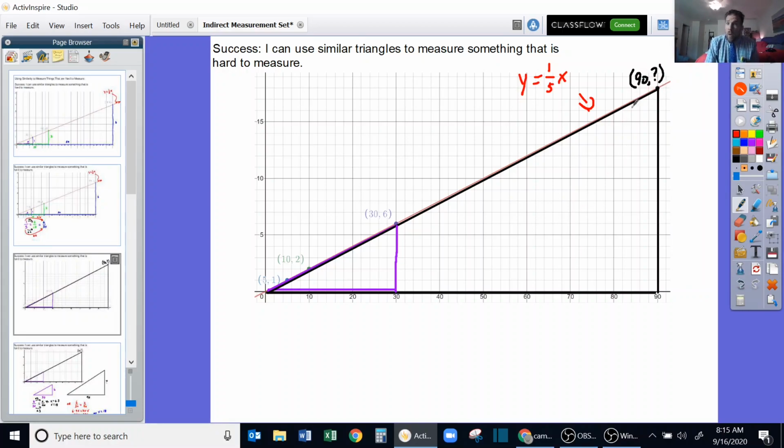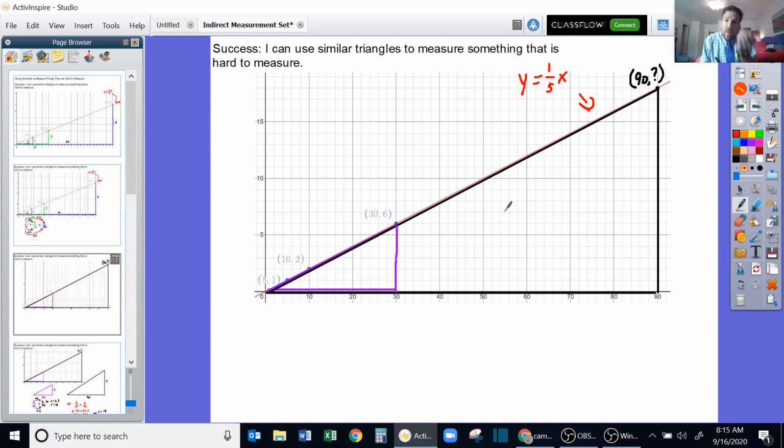Now, we know that since this is on this line, I could put 90 in here and calculate it. Let's just start off and think about what that answer would be. If I put 90 in here, that would be 90 divided by 5. Well, I think it's going to be 18. Our equation tells us that that's what that should be.